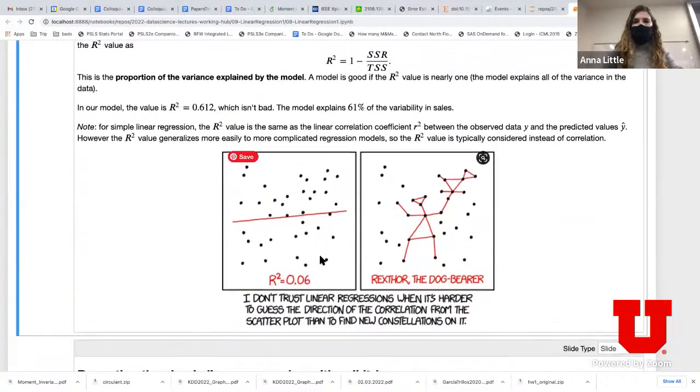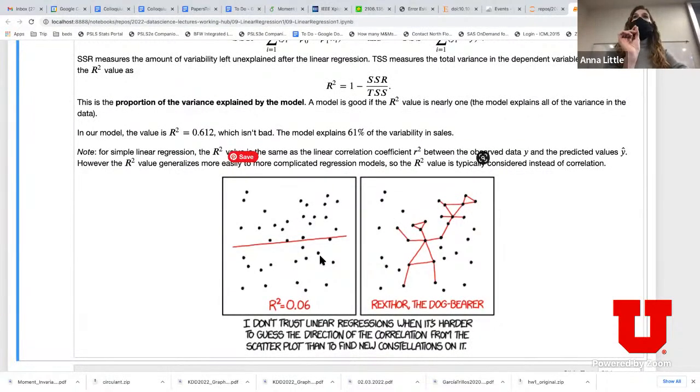Okay, so we've seen an R² value before. Do you guys remember talking a little bit about correlation when we did our introduction to statistics? You may remember that we talked about measuring the correlation between two variables. And so you may be wondering, is this the same thing? And for simple linear regression, it is the same thing.